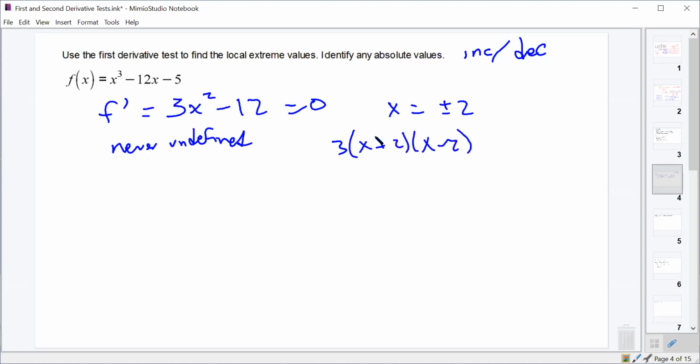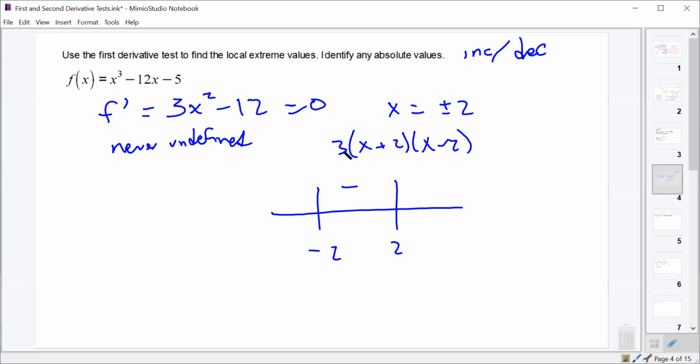And it's often helpful to have the nice factored form because it makes the sign chart a little bit easier, especially when your derivative is not such a simple one like this one is. So we'll make our sign chart. We'll put on -2. We'll put on 2. What's something between -2 and 2? It's really easy to evaluate. 0, right? So if we plug in 0 to our derivative, we get a negative.